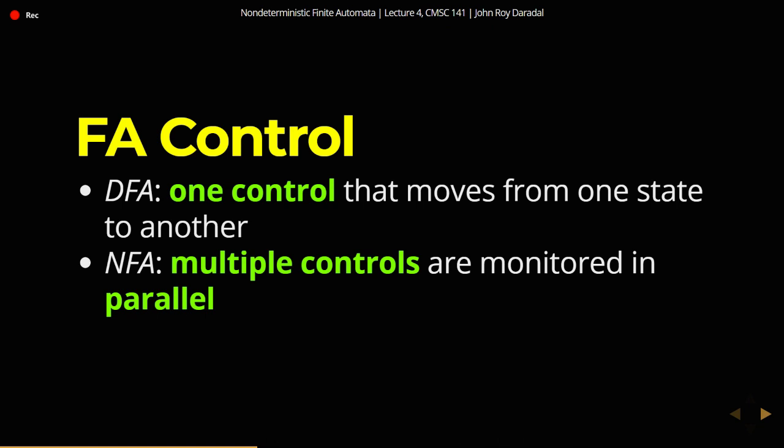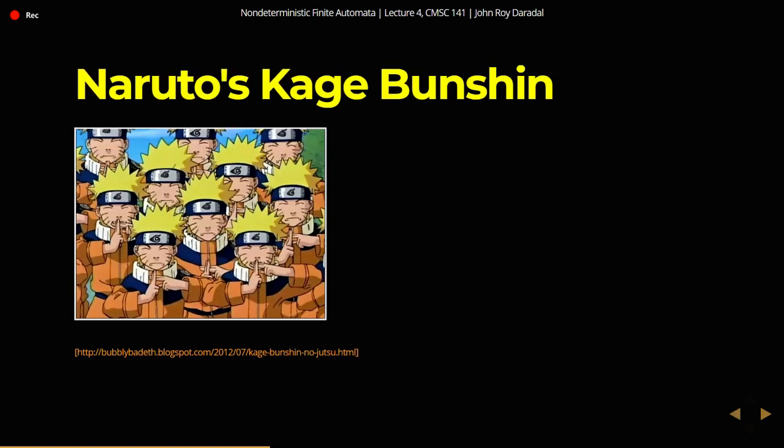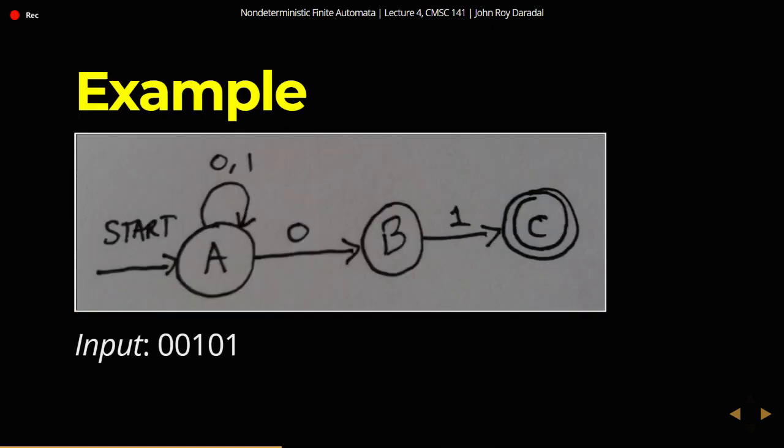And then if those two states branch out to, let's say, two more different states, so two each, then you have four controls now in total. So you can think of it like Naruto's Kage Bunshin technique, where he produces shadow clones. So there are more controls, the more states that are possible for you to end up in. So yes, there are multiple controls in an NFA. Let's see more examples.